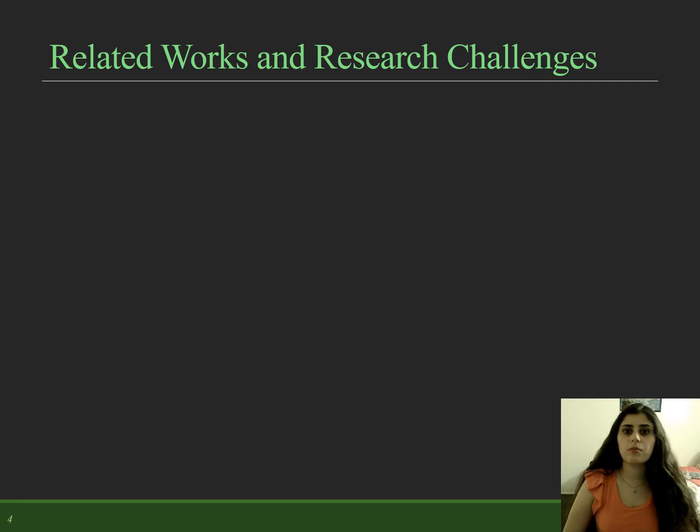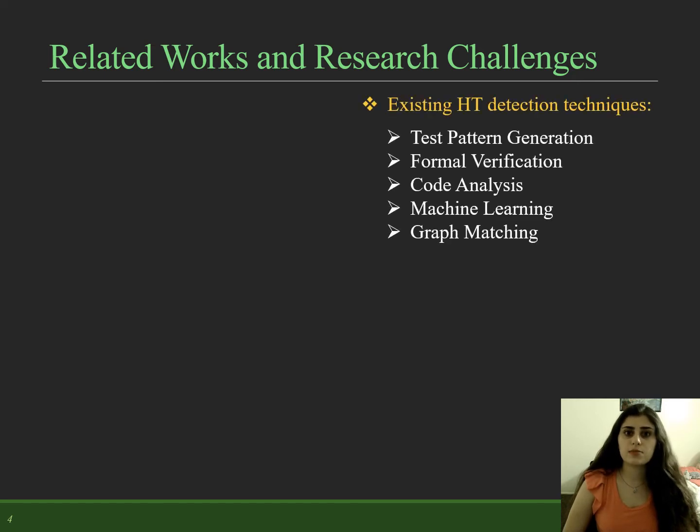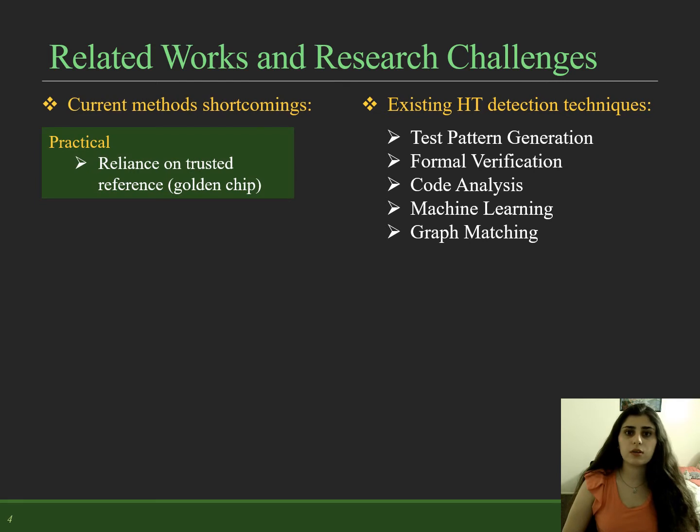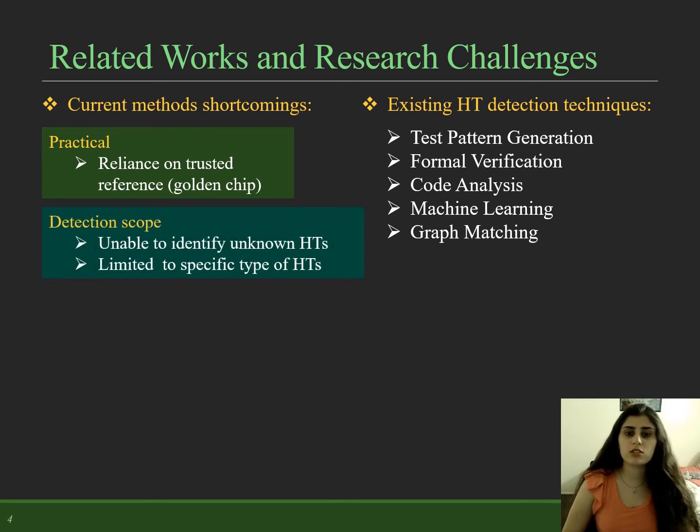Currently in the literature, there are many works proposed to detect hardware Trojans in the pre-silicon stage. These methods can be categorized in 5 classes: test pattern generation, formal verification, code analysis, machine learning, and graph matching algorithms. These methods all suffer from several shortcomings and research challenges. First of all, many of them rely on a trusted golden reference, which is not available in practice. Secondly, the detection scope of many of these works is limited to a specific type of Trojans, or only the Trojans that are already known by the model and exist in its library.